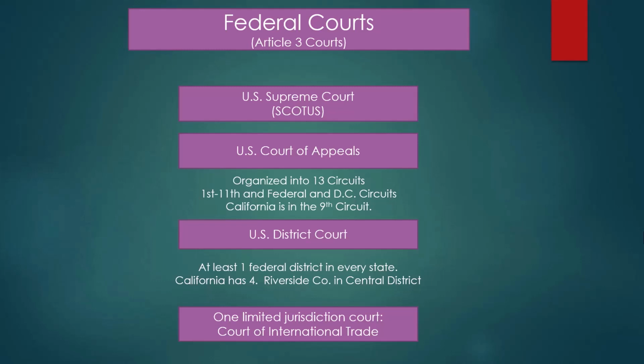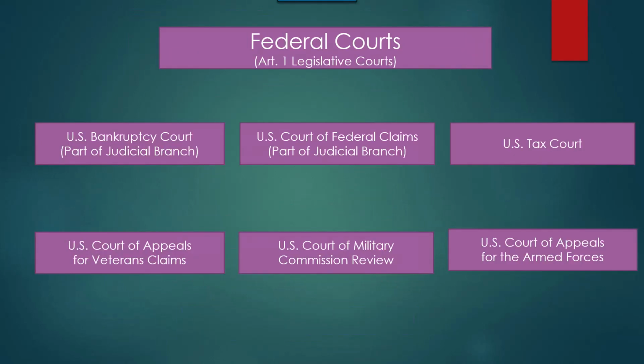The highest court in the federal system is, of course, the U.S. Supreme Court, also known as SCOTUS, which means Supreme Court of the United States, which has 9 justices and hears as few cases as it possibly can. The federal court system also includes Article 1 courts.